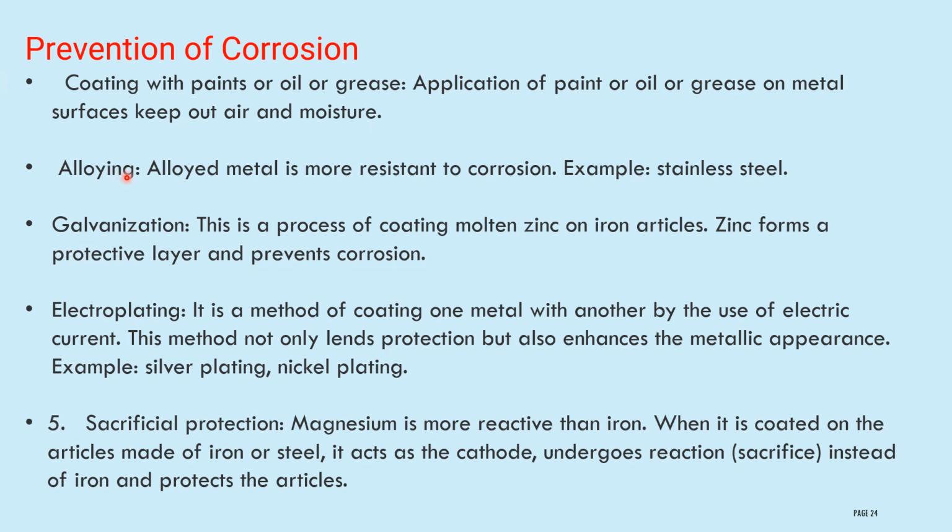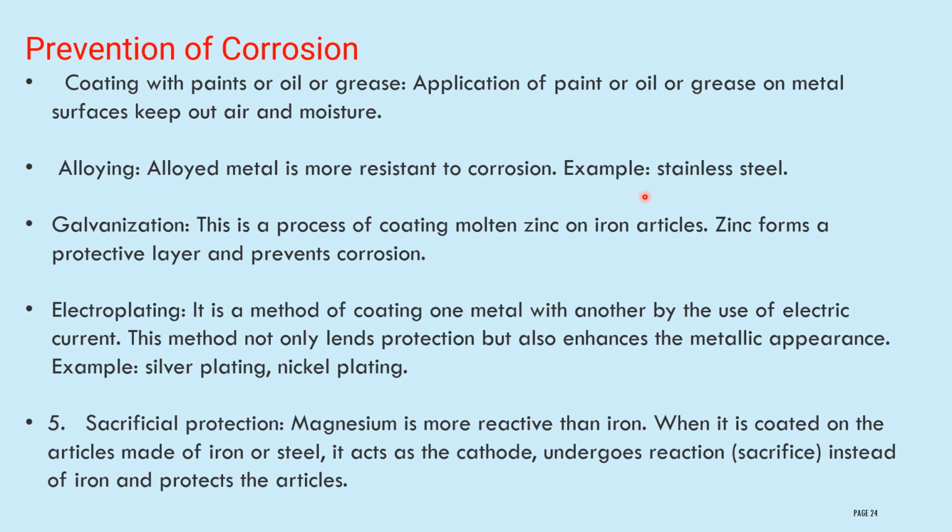Next one is alloying. An alloy is a combination of two or more metals or non-metals. Already I told you, an alloy increases the strength of the metal, otherwise the resistance power of the metal increases. Then it will prevent corrosion and rusting.